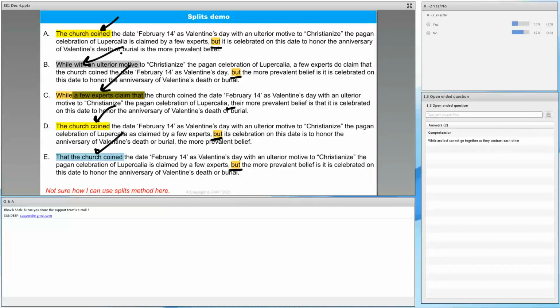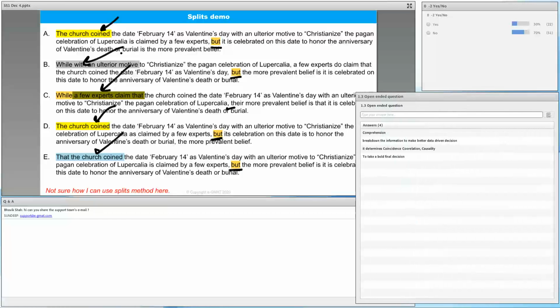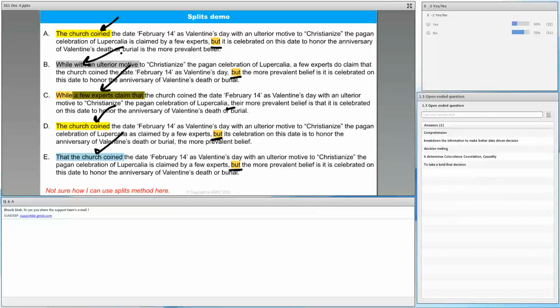Any response? Break down the information to make... but the thing is, computers do a way better job than you guys do, right? So figuring out what splits exist is kind of what a computer would do. Why would you pay someone 150 grand to figure out what splits exist?